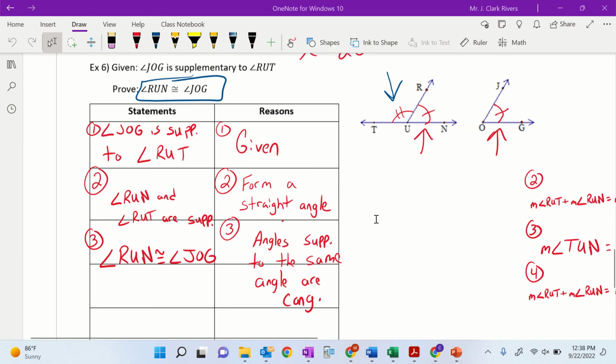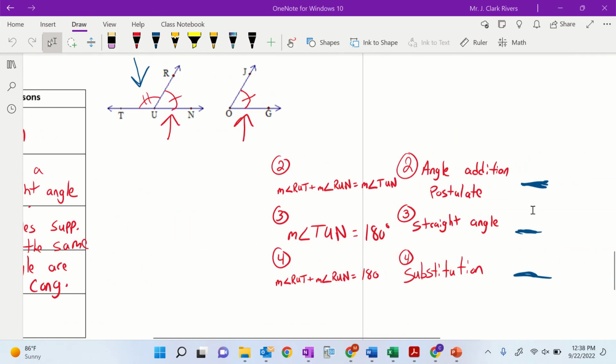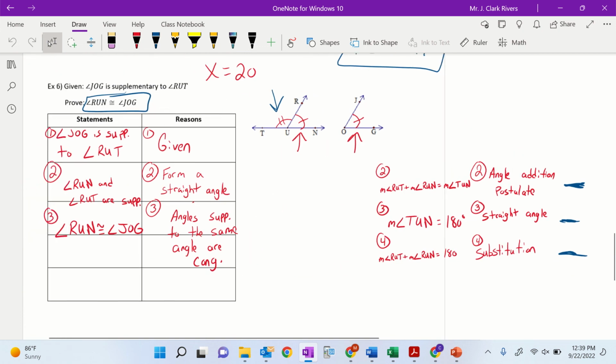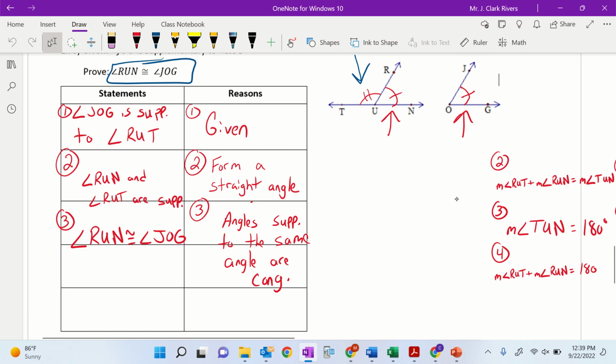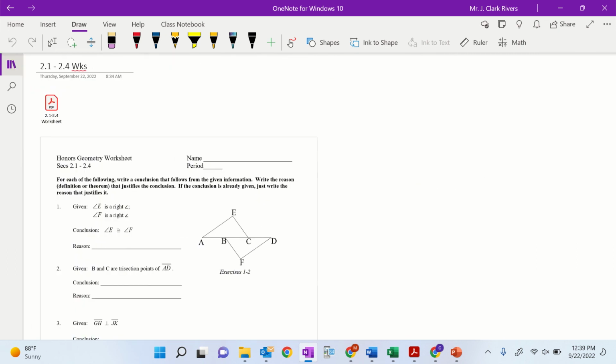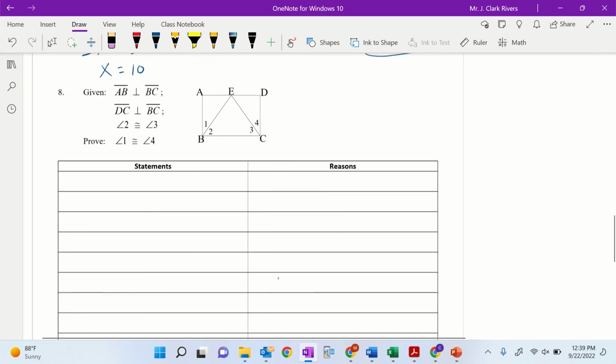If you think back to the beginning of this video, I said we can take this extra stuff out. I shouldn't call it extra. It's extra detail, not extra information, which is a good thing, and I'm happy to have you show all this work. But if you remember, one of our reasons was that angle RUN and angle RUT are supplementary because they form a straight angle. That was a reason we used there, and a similar reason shows up in this next problem as we work the proof.